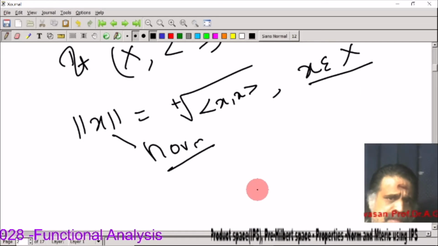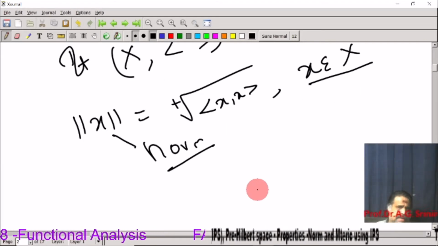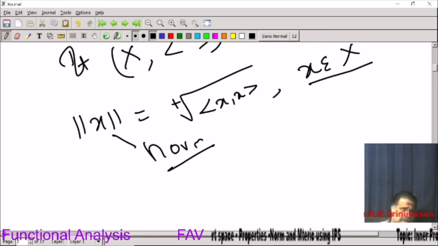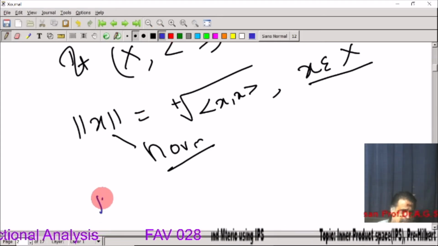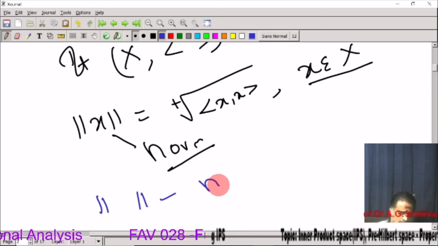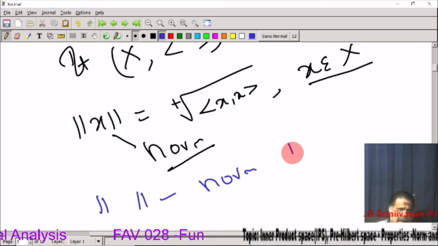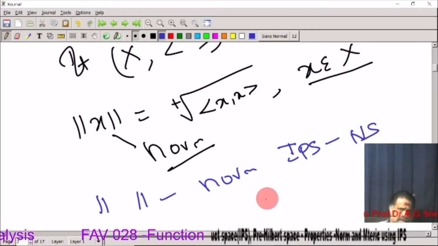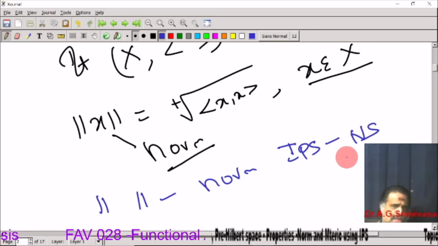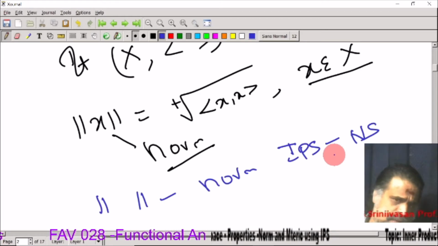So norm x is defined as the inner product xx with a positive square root. And we are going to show a little later, this is in fact a norm. Therefore, every inner product space becomes a normed space. Every inner product space becomes a normed space. We are going to say a little later about that.